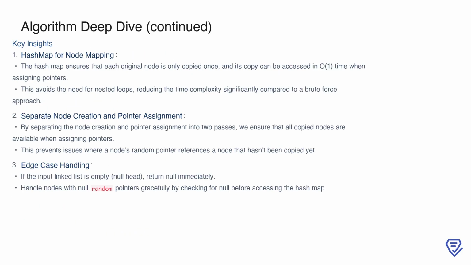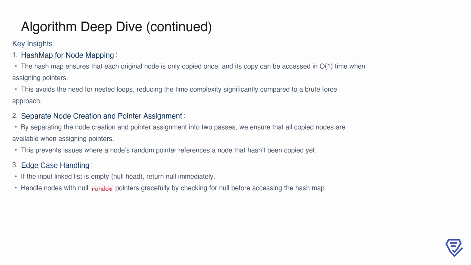The use of a hash map is a key insight in this algorithm. It ensures that each original node is copied exactly once, and the corresponding copy can be accessed in constant time when assigning pointers. This eliminates the need for nested loops, making the algorithm significantly more efficient than a brute force approach. Another important insight is the separation of node creation and pointer assignment into two distinct passes. This ensures that all copied nodes are available in the hash map before we start assigning pointers, which avoids issues where a random pointer references a node that hasn't yet been copied.